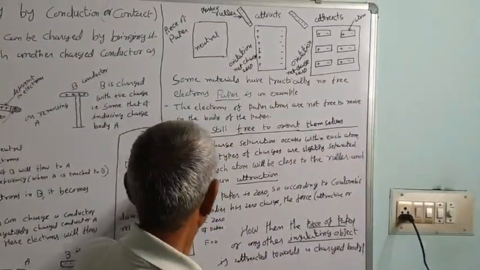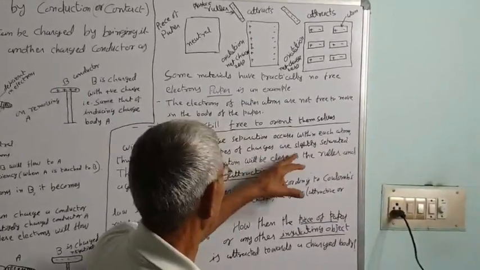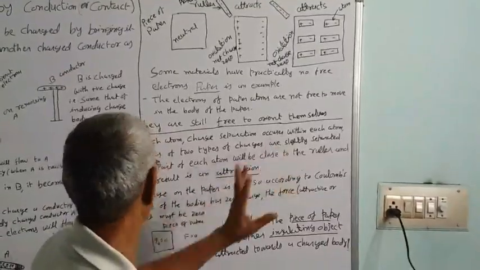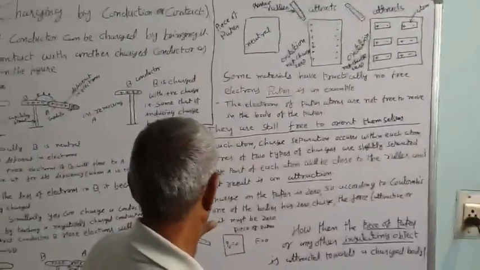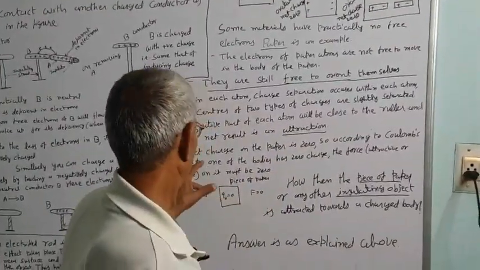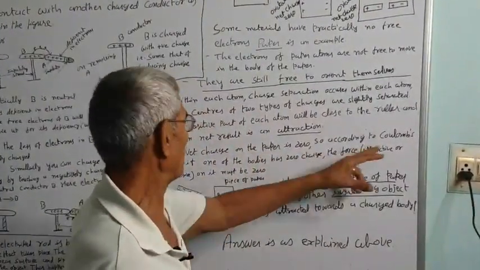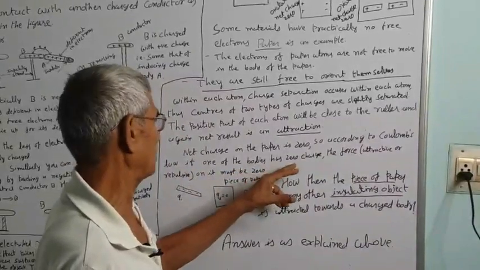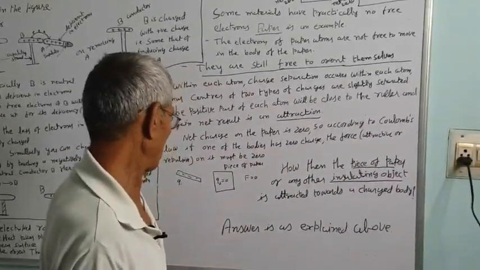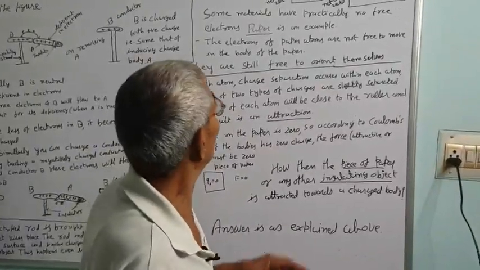Thus, the centers of the two types of charges are slightly separated. The positive part of each atom will be close to the ruler, and again the net result is an attraction. Net charge on the paper is 0. So according to Coulomb's law, if one of the bodies has 0 charge, the force of attraction or repulsion on it must be 0. Then why does it happen? Because induced charge displacement takes place.